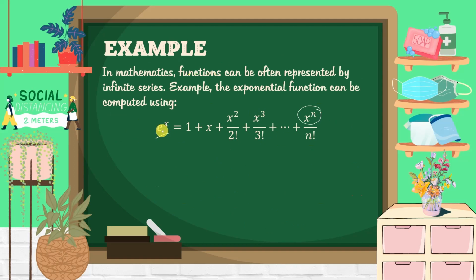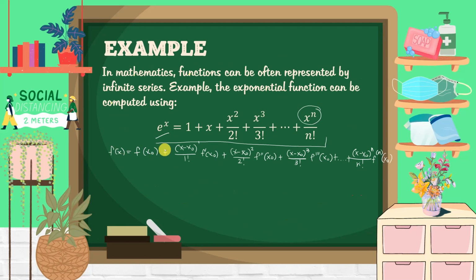So the above equation is called the Maclaurin series expansion. Let's prove that this equation is a Maclaurin series. Applying the Taylor series expansion, function of x equals... In order for a Taylor series to become a Maclaurin series, we need to assume that x sub 0 will become 0.